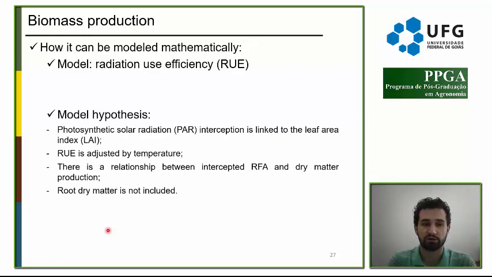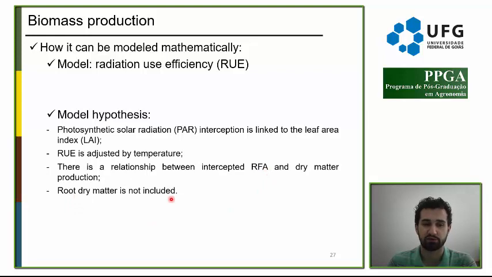Here we have the hypotheses of the model, where the photosynthetic solar radiation intercepted is linked to the Leaf Area Index. Remember that we have the Leaf Area Index as a state variable to define how our system is, and also as a driving variable for radiation interception. The radiation use efficiency is adjusted by temperature, so if you have the optimal temperature, we have the maximum radiation use efficiency. There is a relationship between intercepted radiation, photosynthetic activity, and the dry matter production.